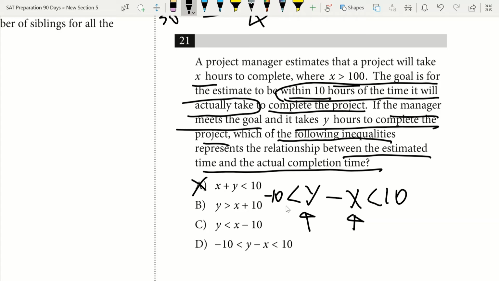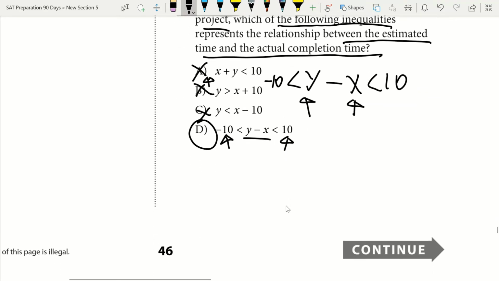We know A is wrong because it doesn't include that either side. Same with B, it doesn't include the other side. C is also wrong. D is correct here because it includes both sides, right? It could be above by 10 or it can be below by 10, right? So it can be both ways there. So 21's answer has got to be D.